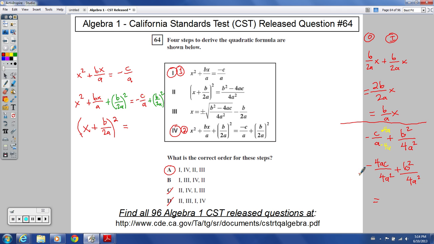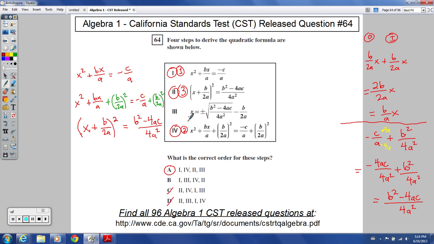Combine those two things together, and you have a fraction that looks familiar if you know your quadratic formula: b squared minus 4ac all over 4a squared at this point. So we have what you see here in step 2: b squared minus 4ac all over 4a squared. So that's our third step, which jives with what we have here. We thought it would be 1 and then 4 and then 2, and now it should be step 3.